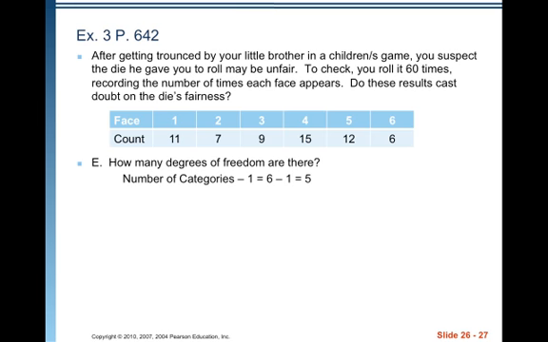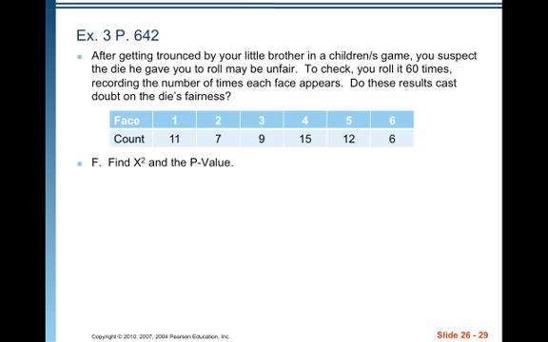How many degrees of freedom are there? It's the number of categories minus 1. So 6 minus 1 is 5. Notice again, it's the number of categories minus 1, not the number of rolls minus 1. Okay, so that's very important for you to know.